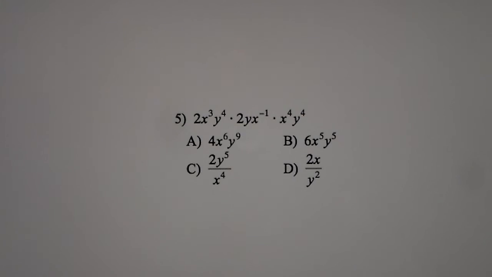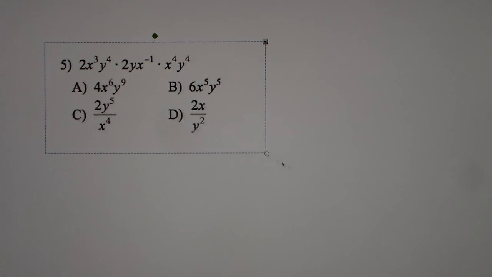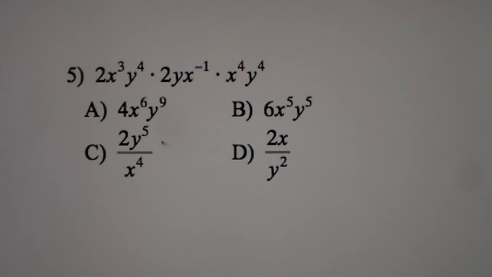Alright, let's do another one. Number 5. So 2 times 2 is 4 times 1, which is 4. So we got 4. Then you have x to the third, x to the -1, and x to the fourth. So 3 minus 1 gets you 2. 2 plus 4 gets you 6. So 4x to the 6.